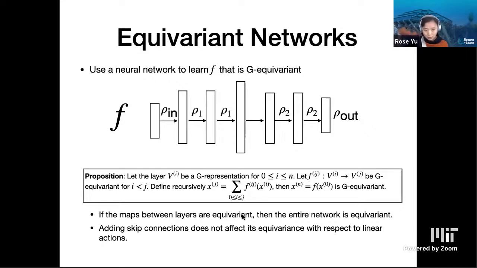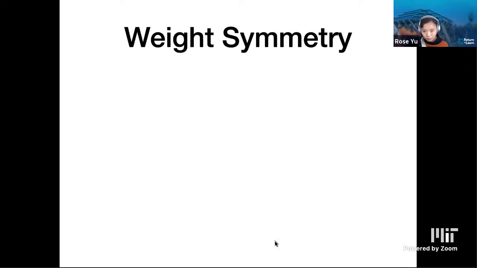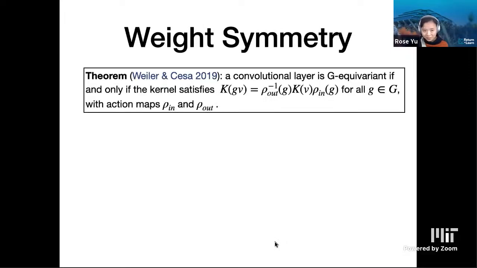We can even include residual networks that are very common in deep learning. And as long as they're equivariant among layers, then the entire network is equivariant. Concretely, we can design equivariant layers through this idea of weight sharing. This result is relatively recent, but it's very general, showing how we can construct convolutional layers to be equivariant with respect to any group G.